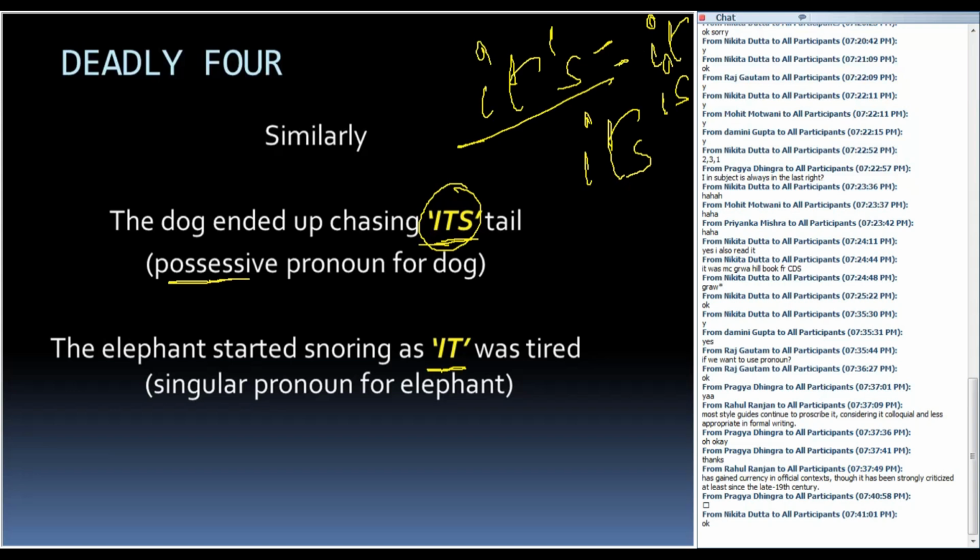So its is used as the possessive form and it is used as a singular pronoun. So we say, the dog ended up chasing its tail. That means this tail belongs to the dog. Whereas I say, the elephant started snoring as it was tired. So it refers to the singular, the elephant. Remember these four: it, its, they, and there.